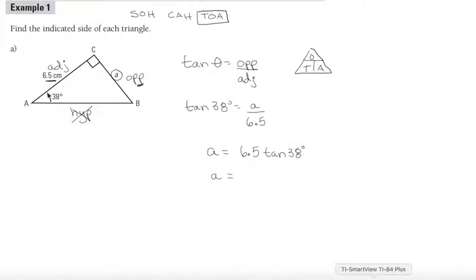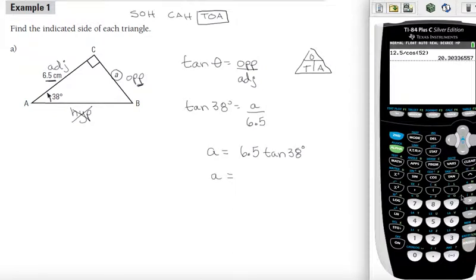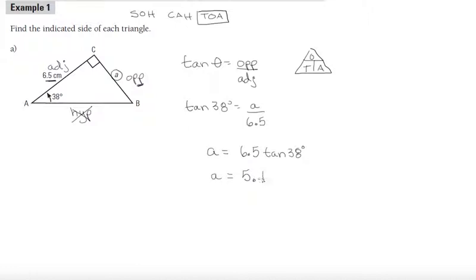So A is equal to 6.5 times the tan of 38 degrees. And that gives us 5.078. Again, one decimal place in the question, so let's go to one decimal place in our answer. So 5.0, I look at the next number, which is 7. That makes that 0 a 1, so it's 5.1. So 5.1, my units are centimeters. And that is my answer for 1A.